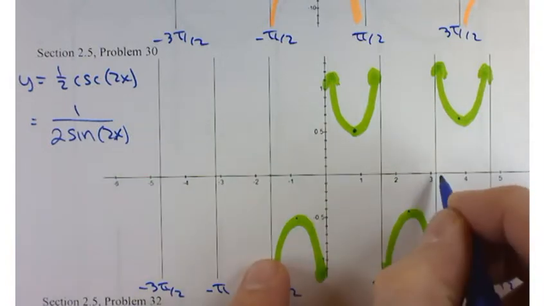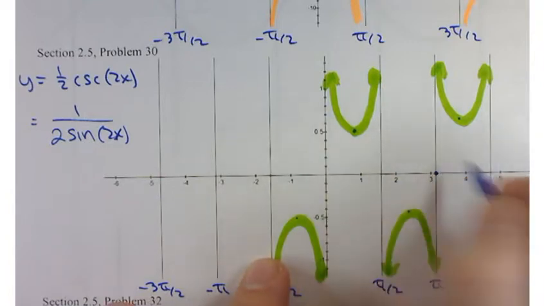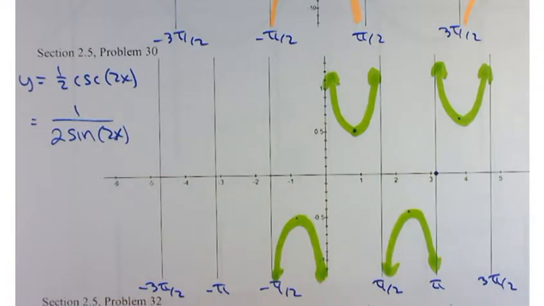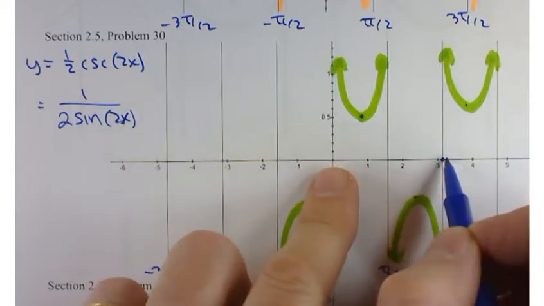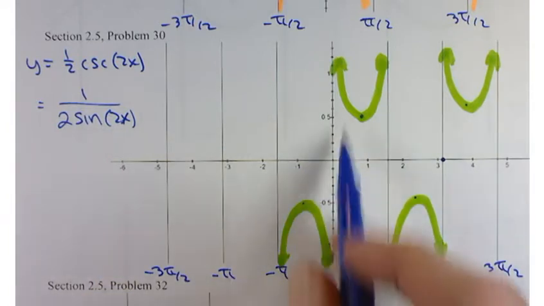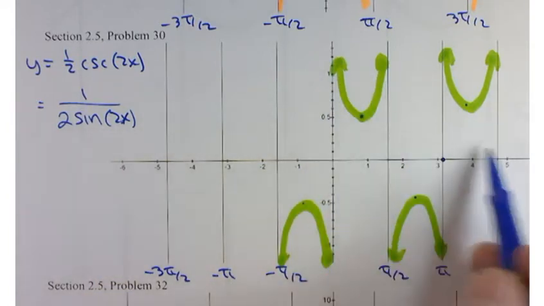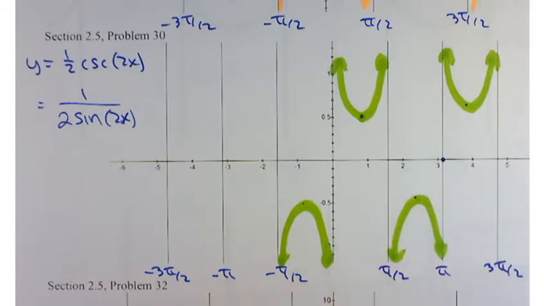So this would be pi right here. Can anyone tell me the period of this graph? How far do you have to go before this graph repeats itself? Pi, right? So right there, distance of pi. You've got that same shape starting to repeat itself. So yeah, the period is pi.